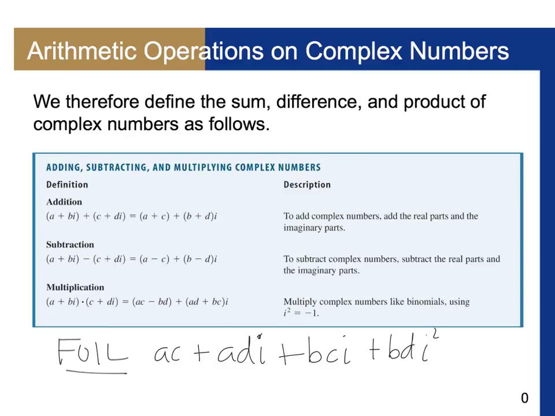times I squared. But remember, I squared is just minus 1, so we can cross out the I squared and just write minus 1 there as a multiplication. So that's how we get that minus BD there, because it's BD times I squared, and that's just minus BD. And then here's the AD and the BCI, and they're just grouped there. So we can use FOIL when we multiply complex numbers.